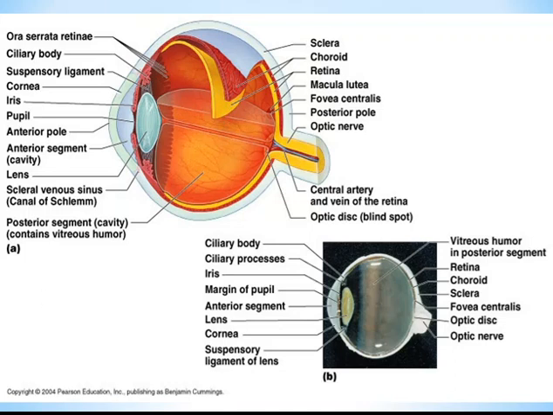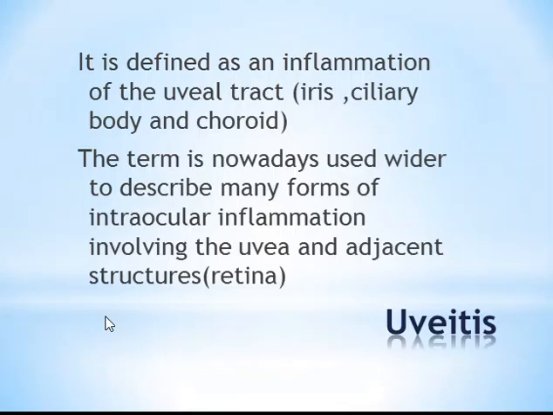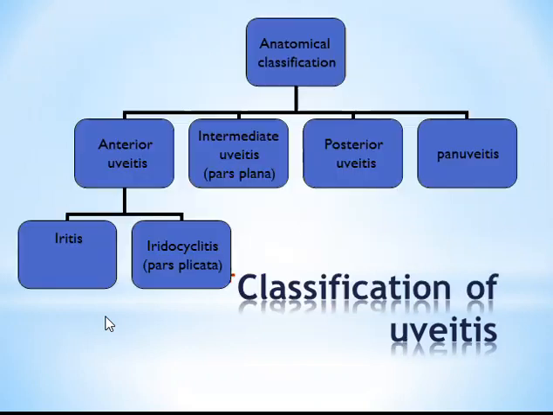Now, after this introduction to anatomy, we will go further to uveitis. Uveitis is defined as inflammation of any part of the uveal tract: iris, ciliary body, and choroid. Any one of them, two of them, or all of them, if inflamed, we call uveitis. The term has come to describe many forms of intraocular inflammation, even inflammation of the sensory tissue, that is to say the retina also. So retinitis is a type of uveitis.